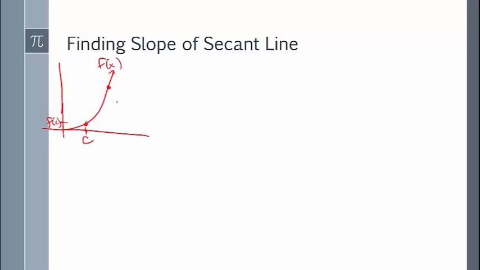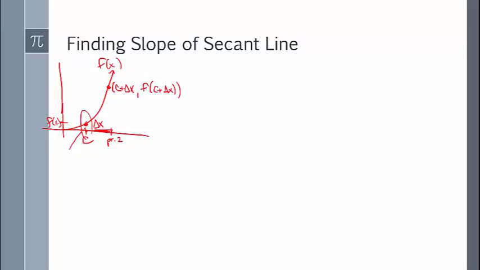Now, I don't quite know how far away I am from C to this second point. We'll call it point 2 for right now. But I can use some symbols for it. I can call the distance from C to point 2 delta x. So that means that this coordinate is c plus delta x, because I'm going delta x to the right of this point C. That also means the y coordinate would be f of c plus delta x.